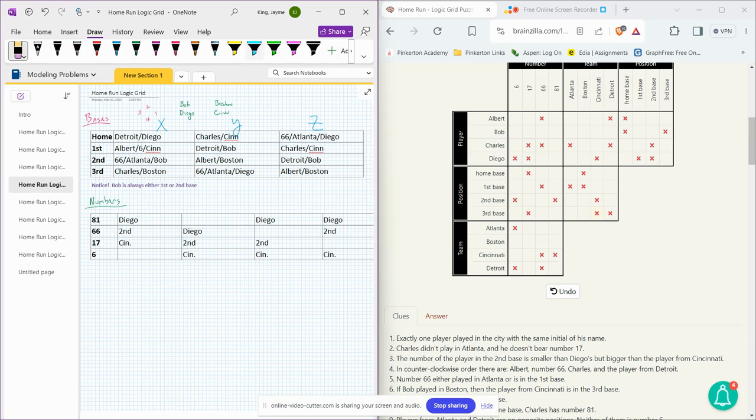Oh, and one more thing, right? We found out earlier that 66 has to go with Atlanta, right? So I can now add that to my grid as well. And that does give me one additional X because we said that number 66 doesn't go with Albert. So if 66 goes with Atlanta, then Albert can't go with Atlanta. So that does give me one more X there. Okay, lovely. So we had that.